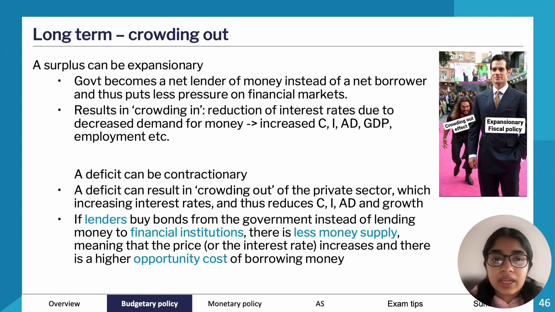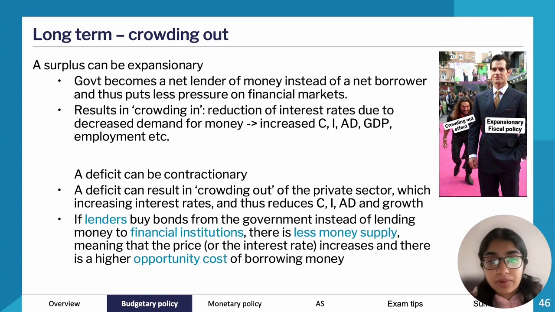So if you're able to get a loan or invest in a bank, it increases investment. And it also increases our level of aggregate demand, GDP. So it can be expansionary. So that's sort of what I'm trying to get at here. At the same time, if you have a deficit, it can actually be contractionary. So in the long term, it can cause crowding out.